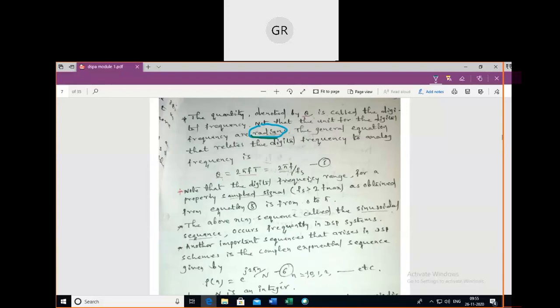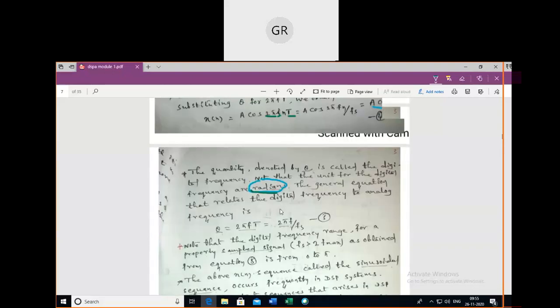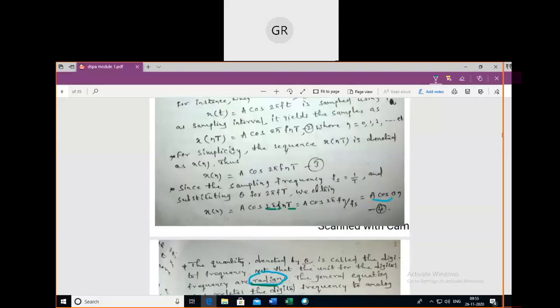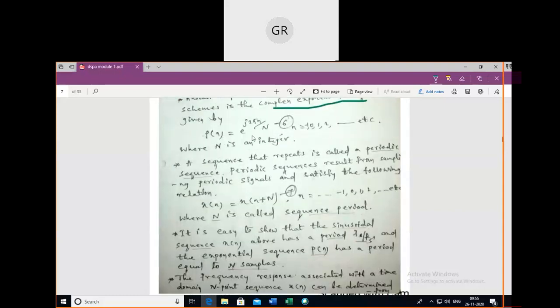Fs is the sampling frequency. One more sequence we discuss here is called the complex exponential sequence. The sequence x of n is called the sinusoidal sequence. But here one more is the complex exponential sequence, that is p of n is equal to e raised to j 2 pi n divided by N, where n is an integer.